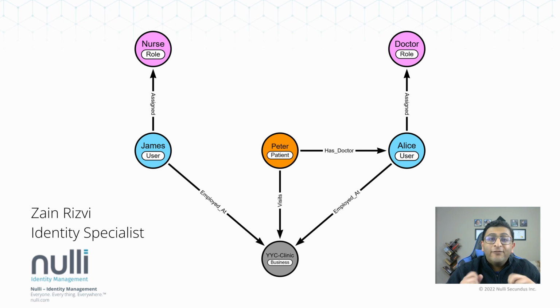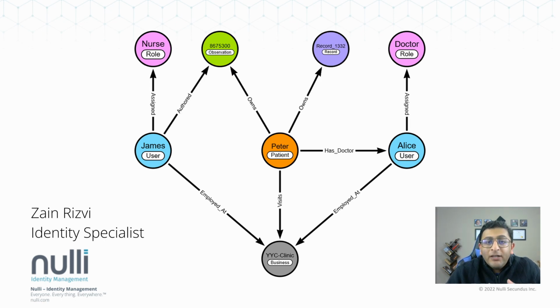When Peter checks in for his appointment, he's assigned to Alice as a patient. We realize this new information by extending a relationship between Peter and Alice. Before meeting with Alice, Peter meets with James, who takes Peter's original observation. This meeting kicks off a process for creating a record and an observation for Peter.